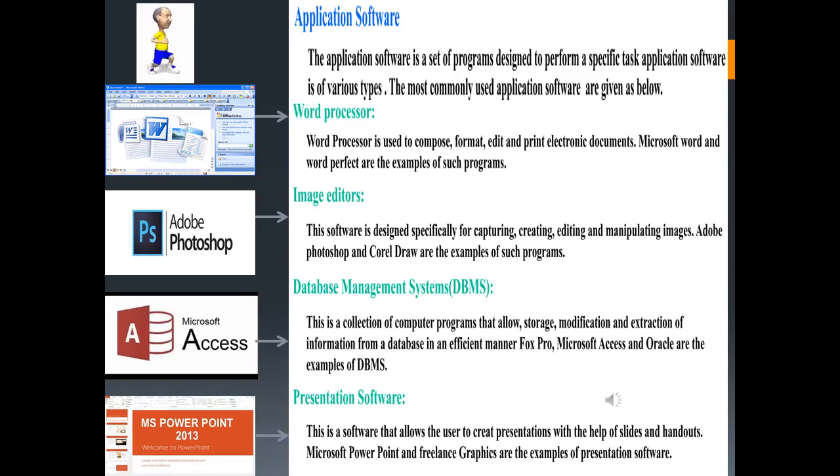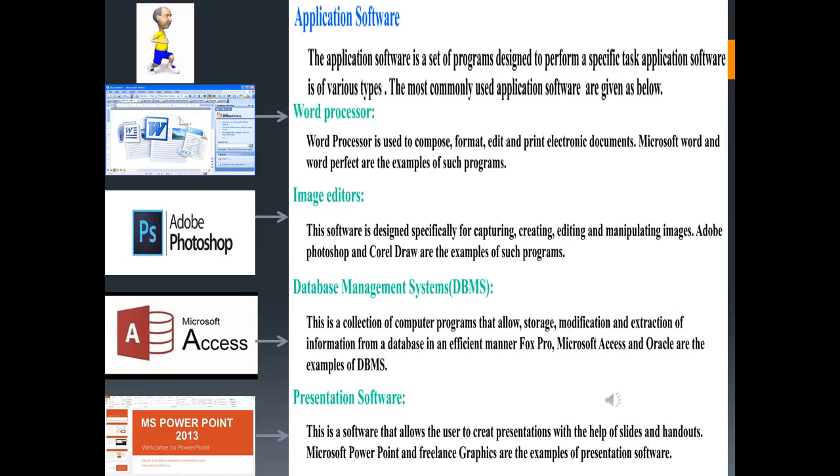This software is specifically designed for capturing, creating, editing and manipulating images. For example, Adobe Photoshop. Nowadays Adobe Photoshop is mainly used in photo studios. And another one is database management system. A database management system is a collection of computer programs used to allow storage, modification and extraction of information from a database in an efficient manner. So a database management system is to manage data in an efficient manner.